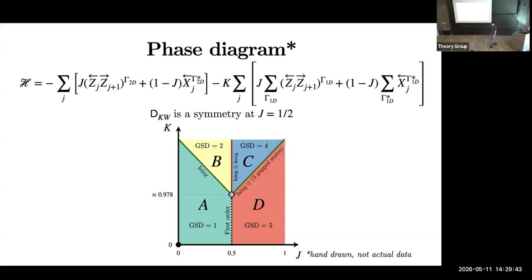What's the intuition for why it is first order between the dash one? That's a good point. Actually, one thing we found only recently is that there's a special point here, which you can call the Potts point.